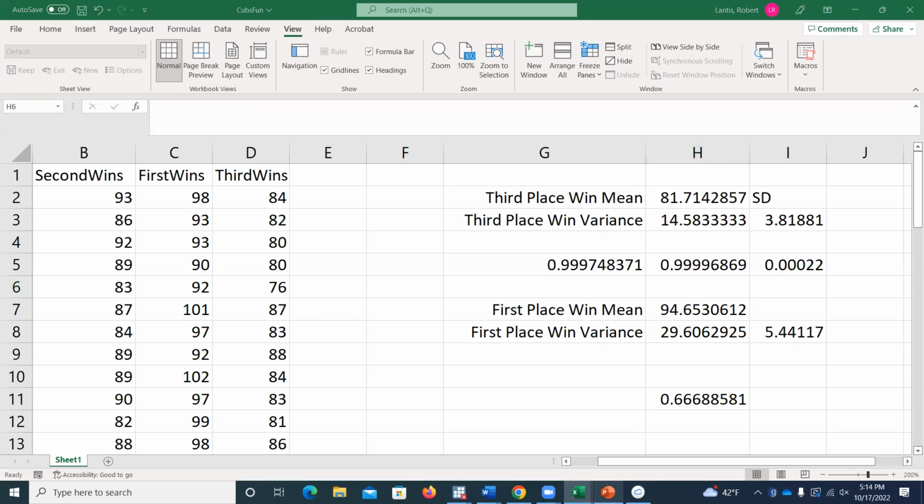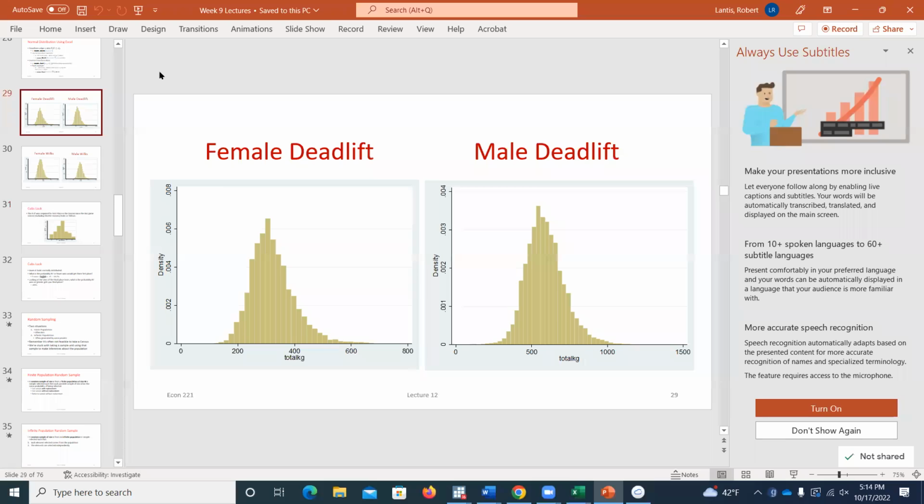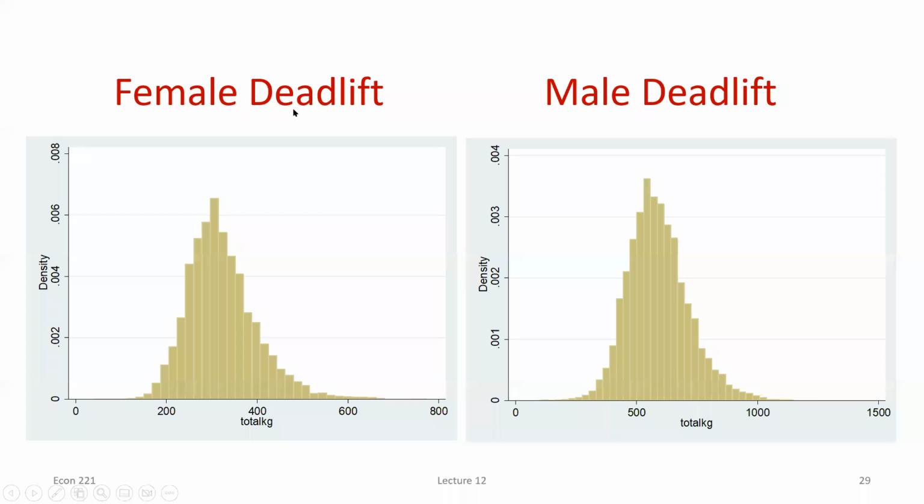One more thing I'll mention. I mentioned it a little bit earlier in the class, but I think it's interesting. It maybe allows us to think about things in the world a little bit differently. So I had this powerlifting data. I think this was the total weight lifted in three different movements. You can see here that the male average is a little bit above 500 and the female average is about 300. There's a pretty significant gap. They're both normally distributed, but the mean is much higher for male weightlifting performance, right?